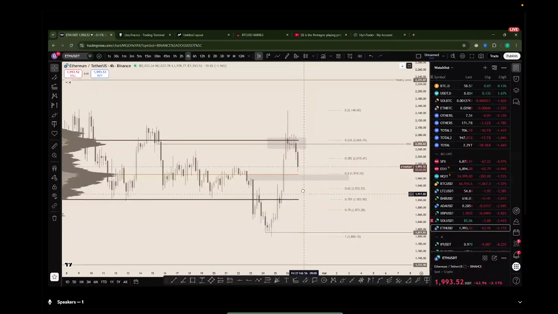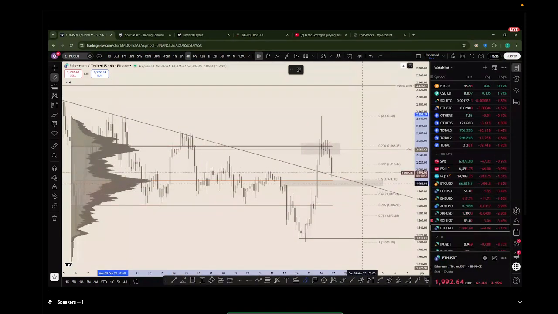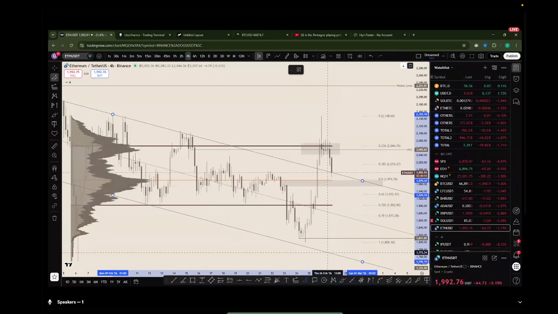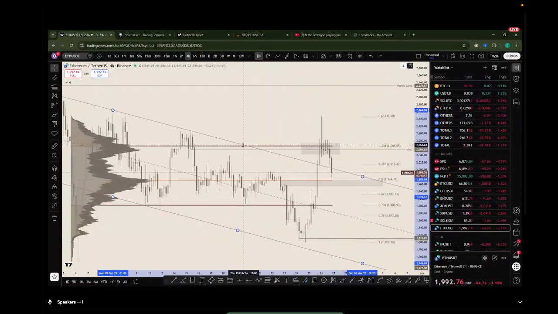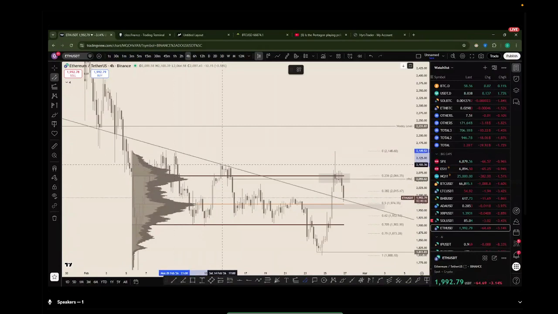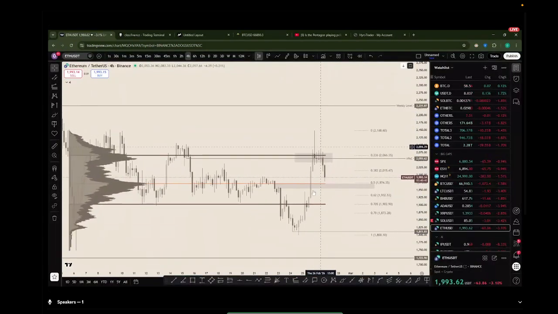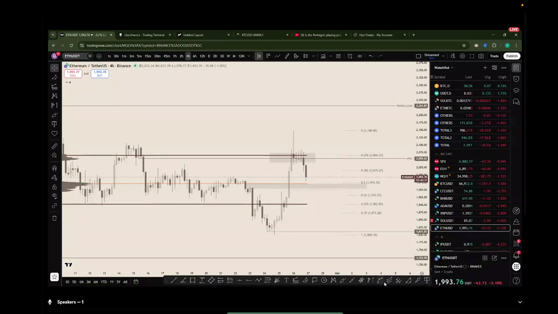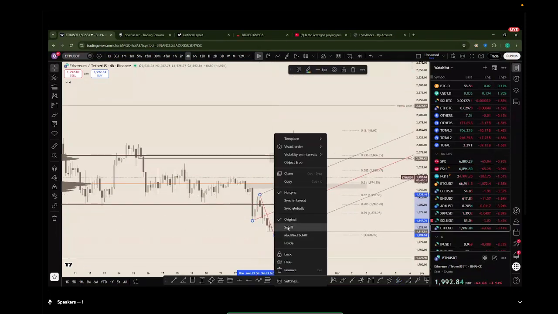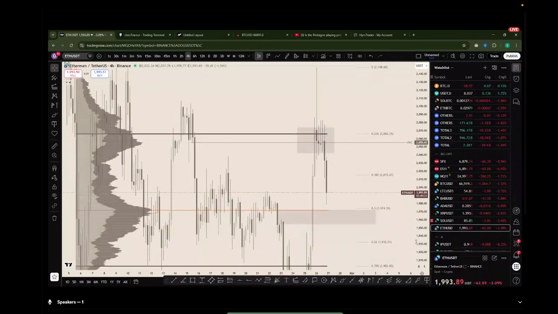So this is something I'm lacking. Just give me a second. Okay, not really. Let me see if we have a pitchfork around there. Where's my pitchfork? Okay. Not really. I don't really have more confidence around this level.